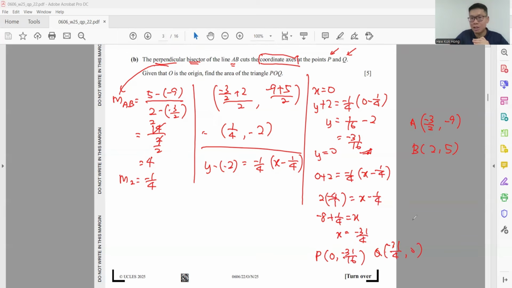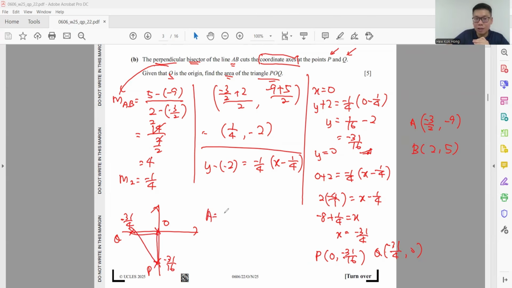So after we get these two coordinates, they ask you to find the area of the triangle POQ. We can check: P is (0, negative 31 over 16). Q is (negative 31 over 4, 0). And then O is here. Then this is a right angle triangle.